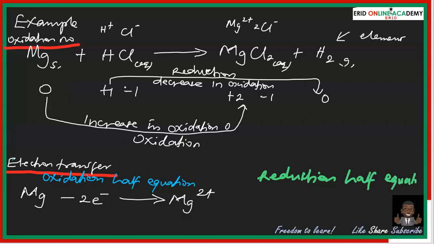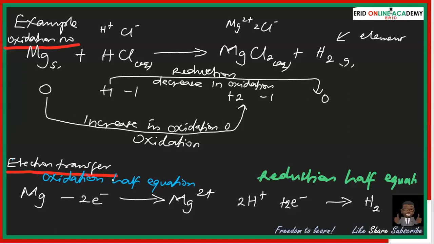Reduction half equation here. So your hydrogen ion plus, what happened to hydrogen ion? It gained electron, right? To form hydrogen. Hydrogen is diatomic, so I'm going to be having 2. So multiply this by 2, then this is 2. So you can see hydrogen ions gained electrons to form hydrogen molecule. So you can see reduction half equation, oxidation half equation. Any question?